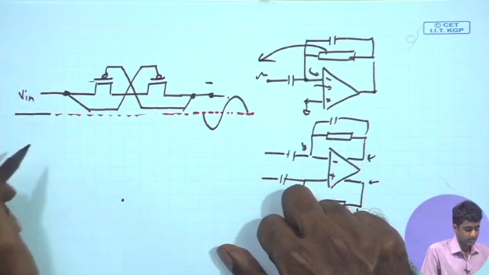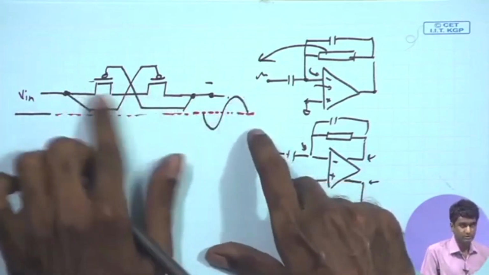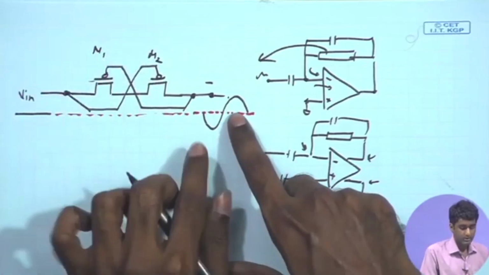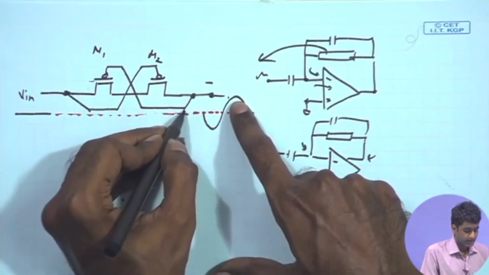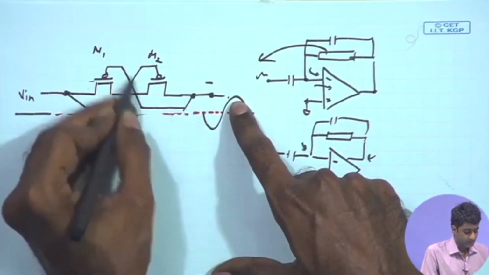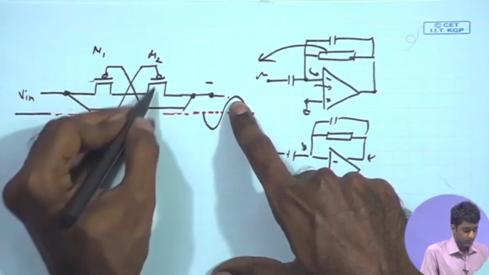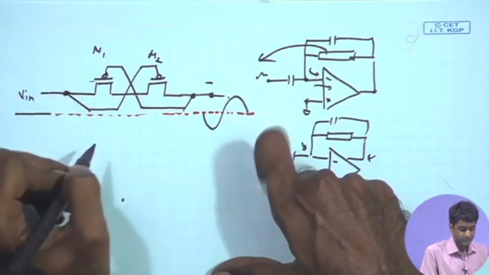So, let us look at, say, the positive cycle. When the signal is going high, what is the condition of each of these transistors? They call them M1 and M2. So, when the signal is going positive, we can see that the gate potential of M1 is increasing, whereas the gate potential of M2 is relatively constant.